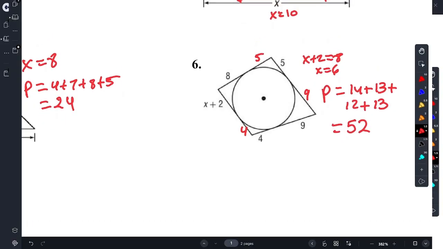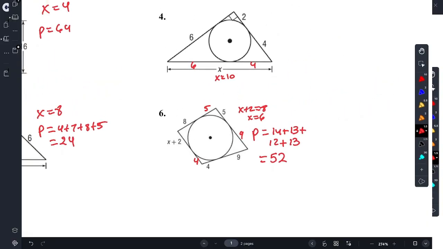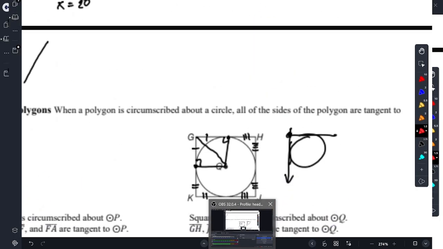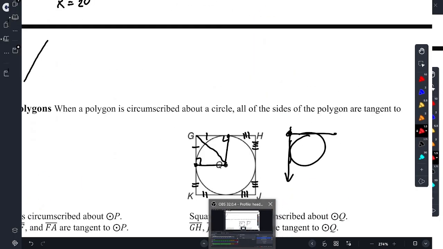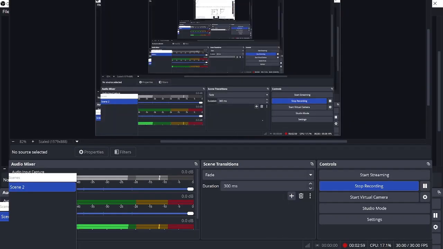Not hard, right? All right. There you go. Just remember what tangencies are, right? And those special properties make them a lot easier. Okay. Good luck with this.